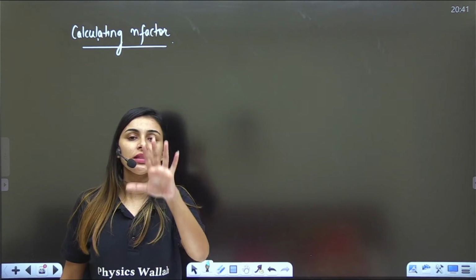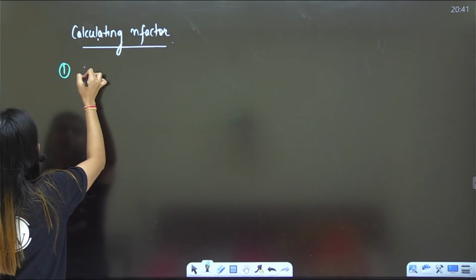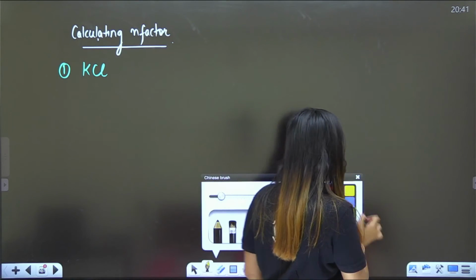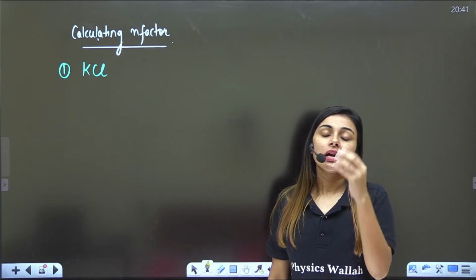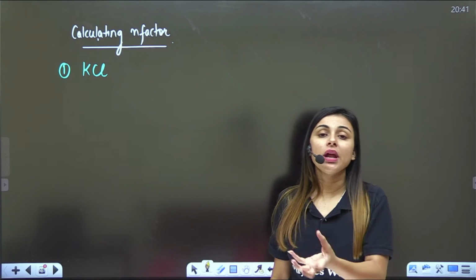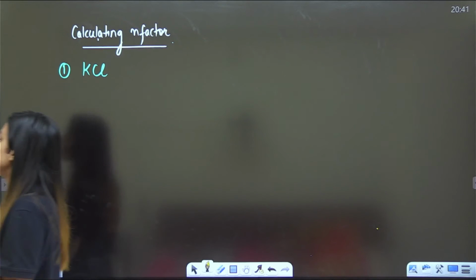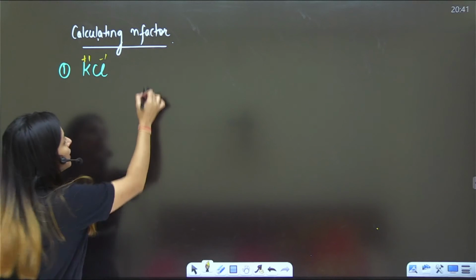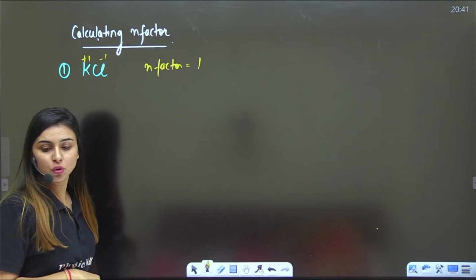So for calculating the n factors, you just need to look at the electrolyte. Let's say you have an example. First is KCl. This is an electrolyte and you just need to see the total positive charge or the total negative charge for the n factor. In KCl, the total positive charge is +1 and the total negative charge is -1. So the n factor here is 1. I hope you're clear with this.